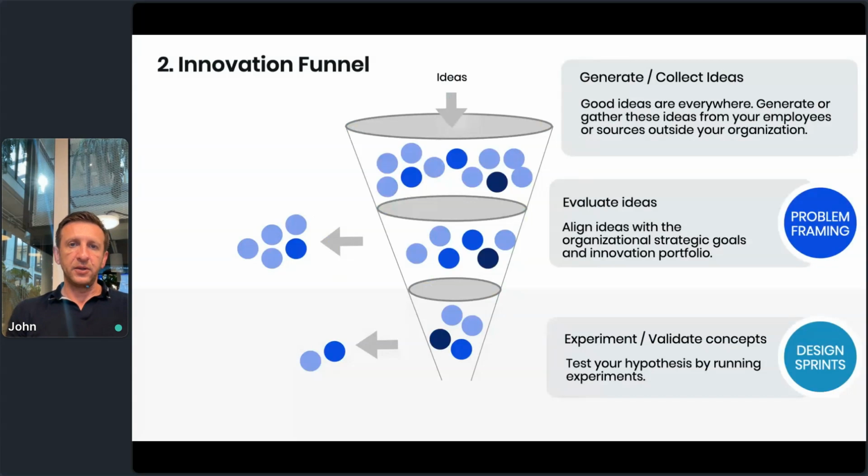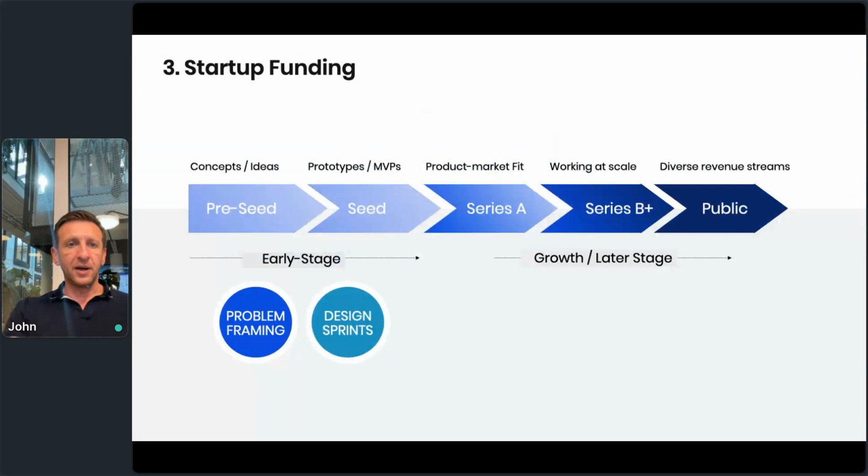And then with design sprint, you can quickly run experiments, so you can validate different ideas. So again, you can use it as part of your early innovation funnel. It's a very solid process. Startups can use it as well, problem framing, to make sure that they got the right problem. And then with design sprints, very quickly iterate on prototypes. Even before building an MVP, you can use those.